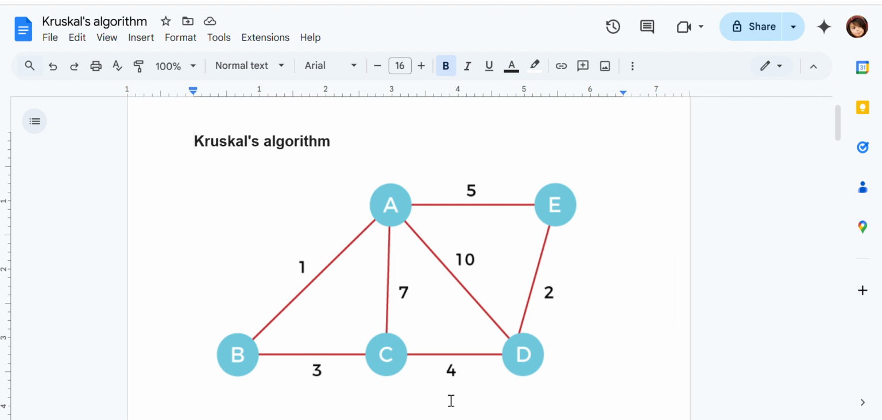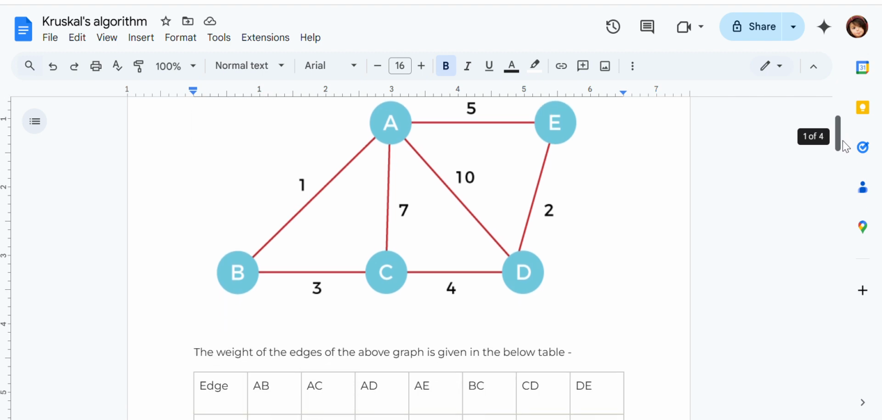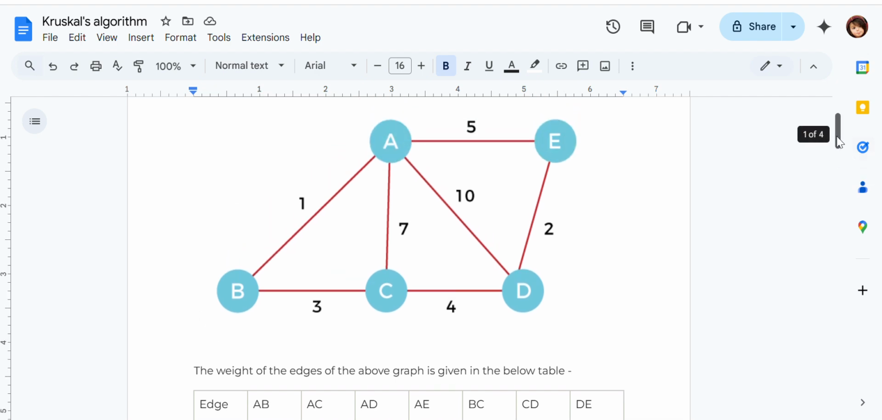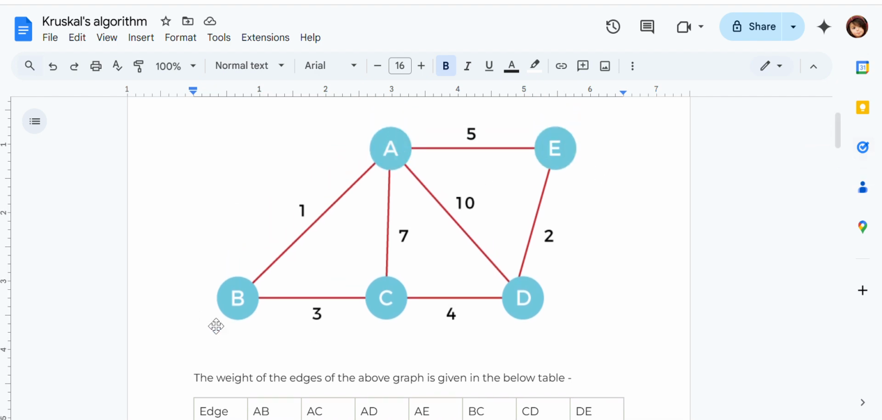So here is a given graph. Okay, so how are we going to solve it? In Kruskal algorithm, what you have to do is take up the edges. Okay, so list out all the edges along with their weights. So you have to take up all the edges. Starting from A, you can just have AB, AC, AD, and AE. Okay, and you can list out all the weights for that.